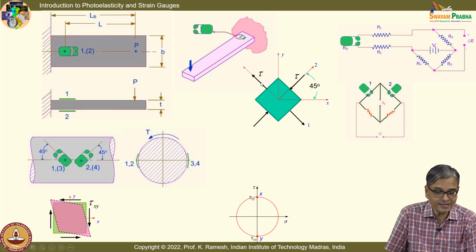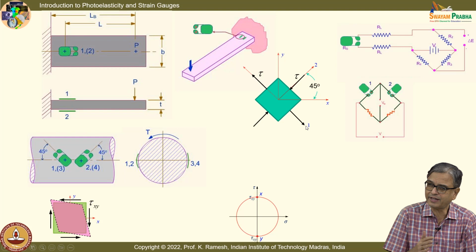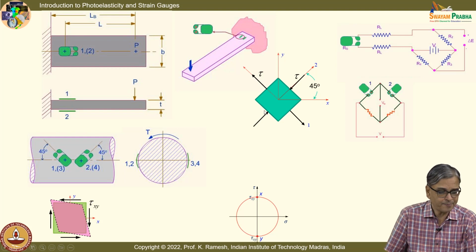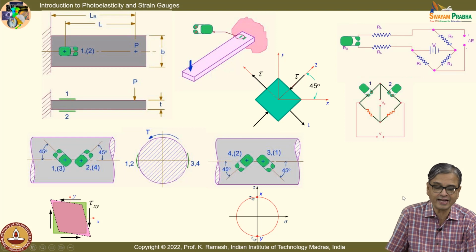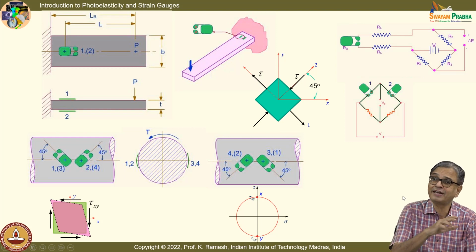This is experiencing this direction. If I say this as 1, I will say this as 3, whichever way. So, I put this on this surface. I put this on the other side. And this is oriented at 45 degrees. Similarly, I put two other strain gauges that measure the compression. So, I can measure only axial strain.